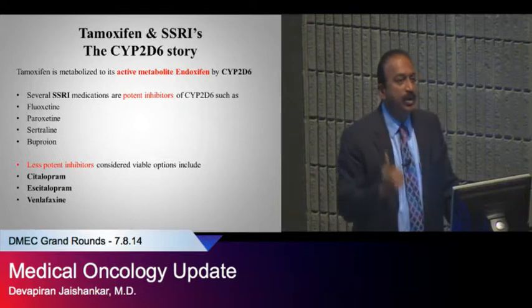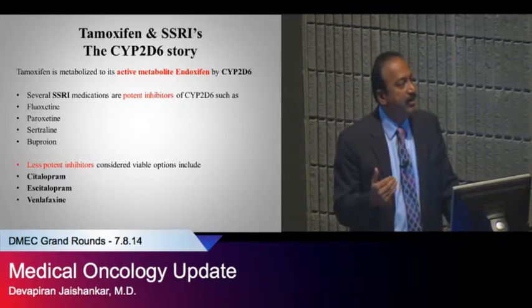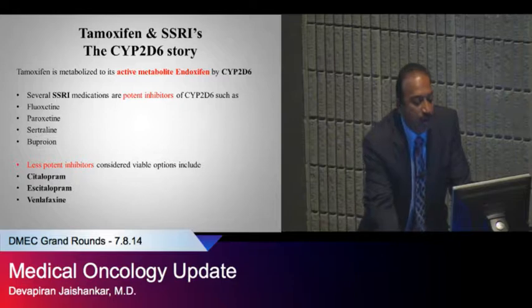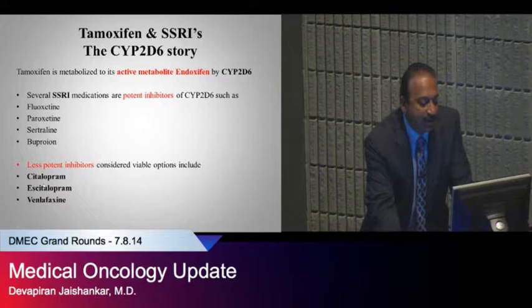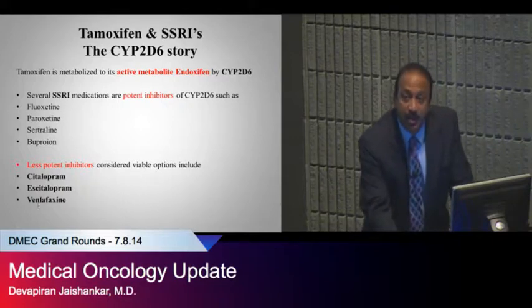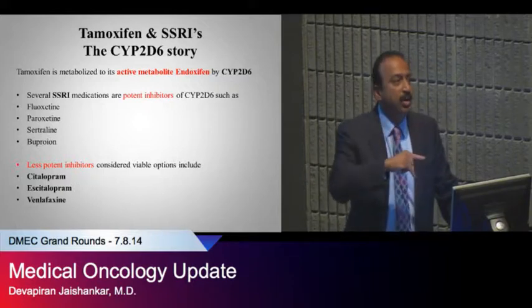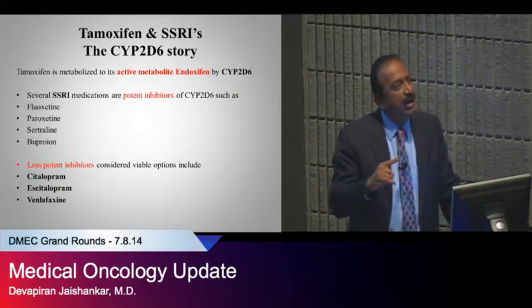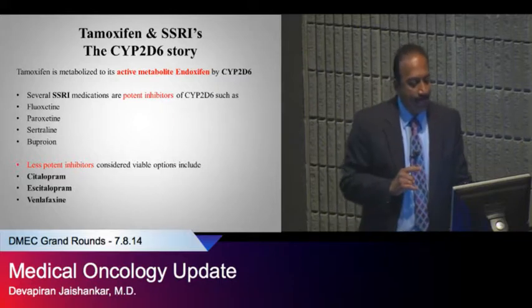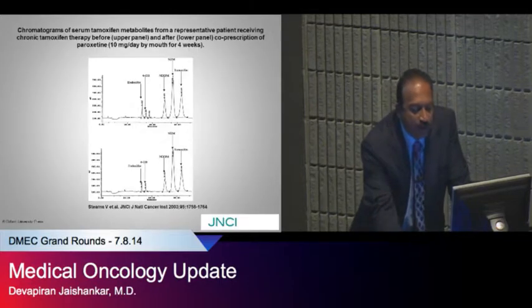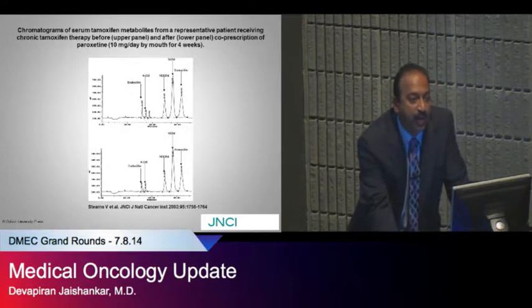So if you were to use, and we do use, SSRI medications with tamoxifen, these are the drugs which are less potent inhibitors, which are feasible. Citalopram, that's Celexa, escitalopram, that's Lexapro, and venlafaxine, which is Effexor. We have fairly good experience with these drugs, especially since we use them for vasomotor hot flashes, and they work, and the risk of relapse is not necessarily higher. This is a chromatogram showing you the concentration of endoxifen, the active metabolite, before this patient started Paxil and 4 weeks after they started Paxil, just to give you an idea of what we actually do to the body.